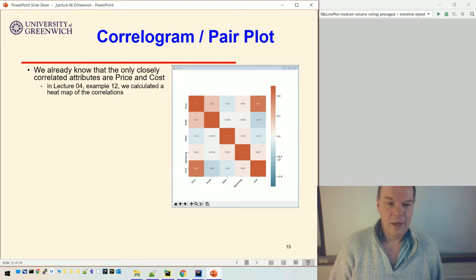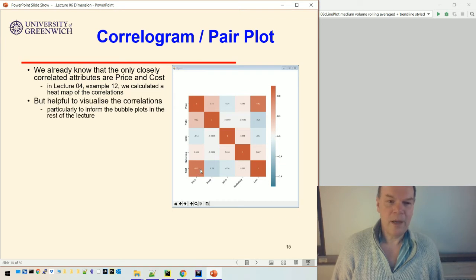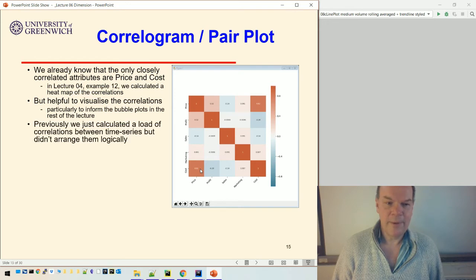So, in example 12, we calculated the correlations and drew a heat map, and we saw that the only strong correlation was price versus cost. But it's helpful sometimes to visualize those correlations. Particularly, we're going to use this later on in the lecture.